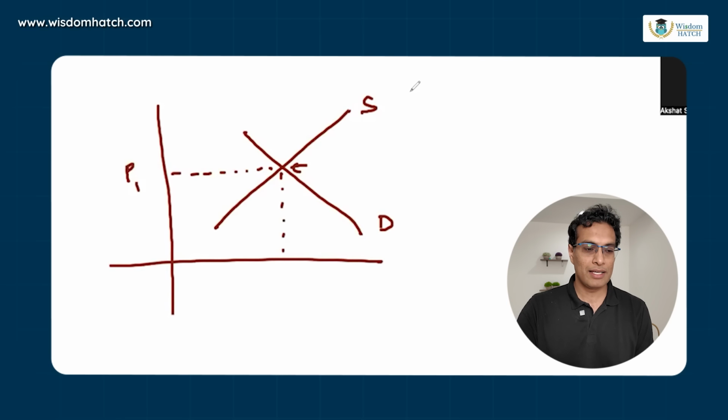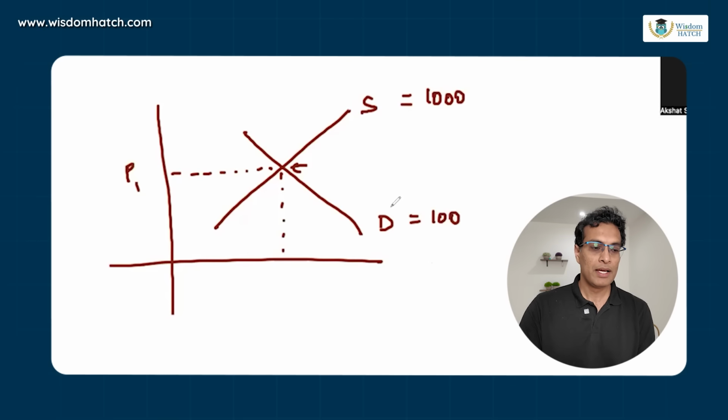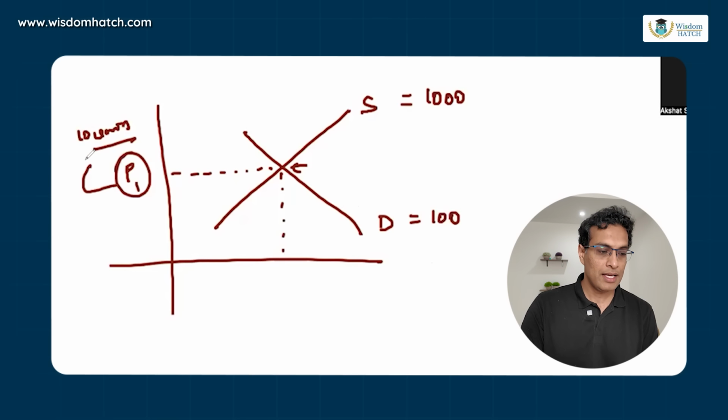Let's say we are trying to identify the price of a water bottle. If the supply of water bottles is 1000 quantity and the demand is 100, so only 100 people are demanding it, then what becomes the price point? Well, it's supply over demand, so it becomes 10 units or whatever. So this intersection point P1 is the price.